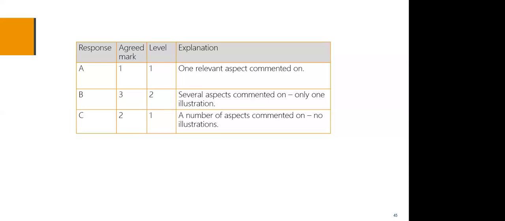The final answer received 2 marks because it gives several aspects. It says what effect a substitution might have, what deletion and insertion might do, but it doesn't give any illustration from the table. So a number of aspects, but no illustrations.